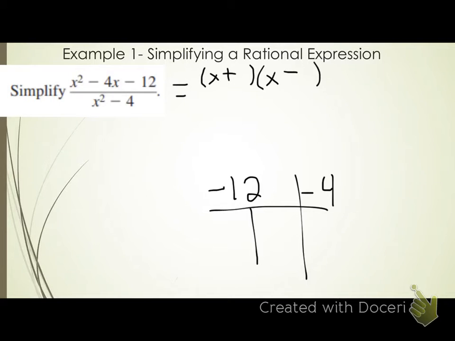Once again, if you like the X puzzle better, I did teach you that first, and you can use that. Does anyone know it off the top of their head? Negative 6 and positive 2. Negative 6 plus 2 gives me negative 4. So those are the two numbers I'm looking for. So I get x plus 2, x minus 6. Now my numerator is factored. Questions on how I factored my numerator?